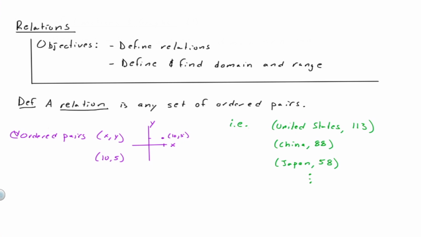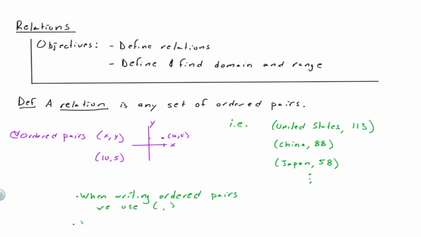You'll notice a few things here. When writing ordered pairs, we use parentheses and a comma between the two components, and then we use brackets around a relation.